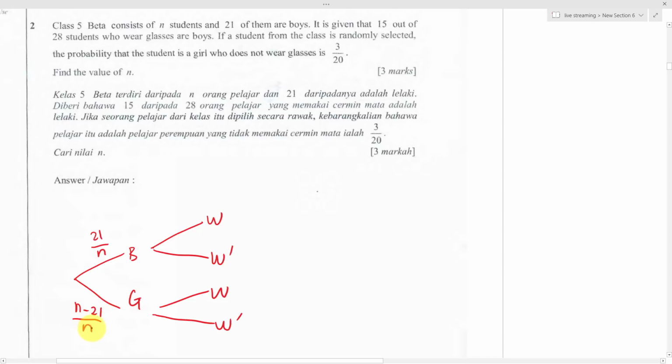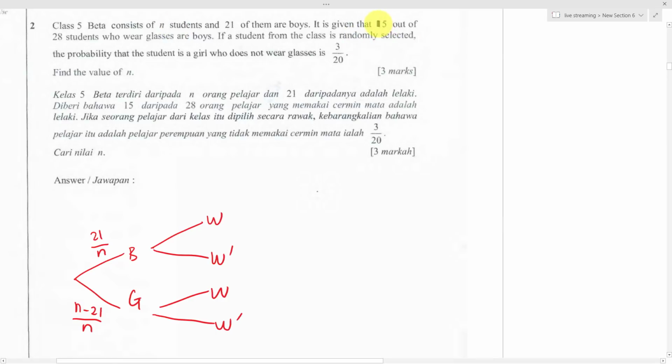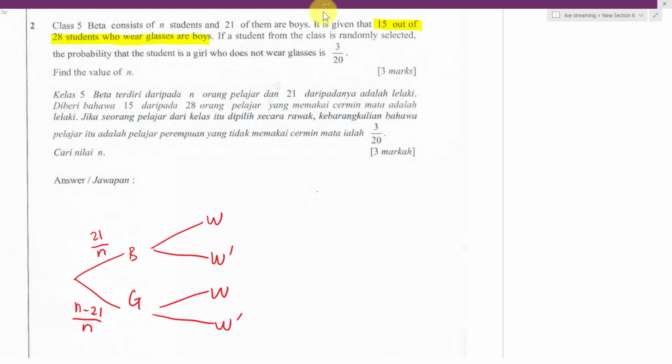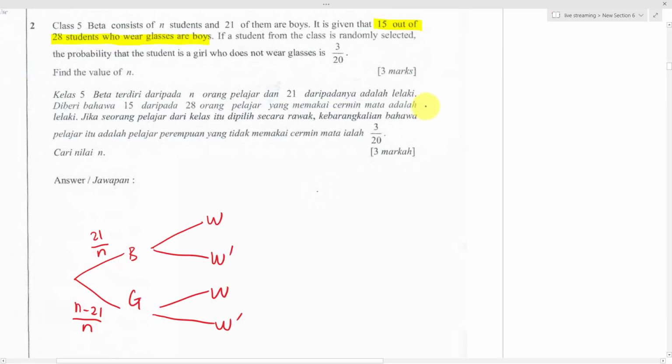Divided by n. Alright, and then this sentence is very tricky: 15 out of 28 students who wear glasses are boys. At first I thought this was a probability, and then I realized this is not a probability. This one is actually information.